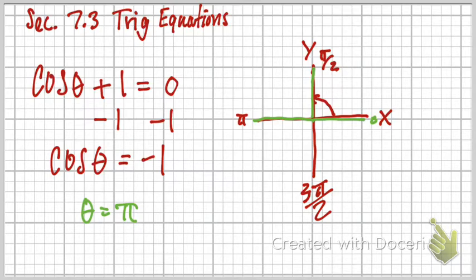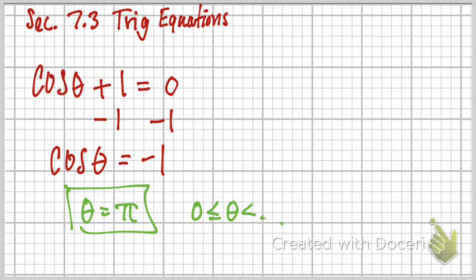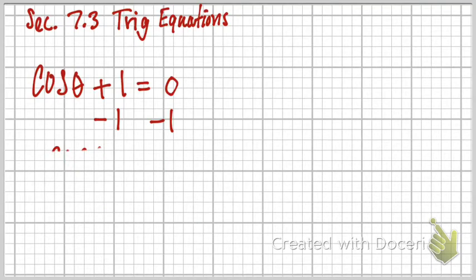Now again, for this problem, I didn't tell you, but the restriction was from 0 to 2 pi. So therefore, we only get this single answer. Now let's try another problem. So I'm going to erase this one here.